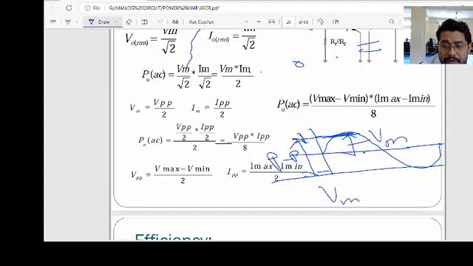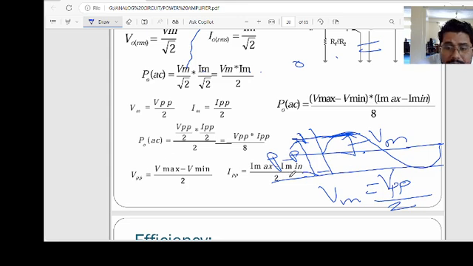That's why Vm is equal to the peak-to-peak value divided by 2, because Vm is just half of the peak-to-peak signal. So we can put the peak-to-peak value here: peak-to-peak is 2 multiplied by 2, so 8 multiplied by 8 divided by 2. Here Vpp is equal to Vmax minus Vmin.